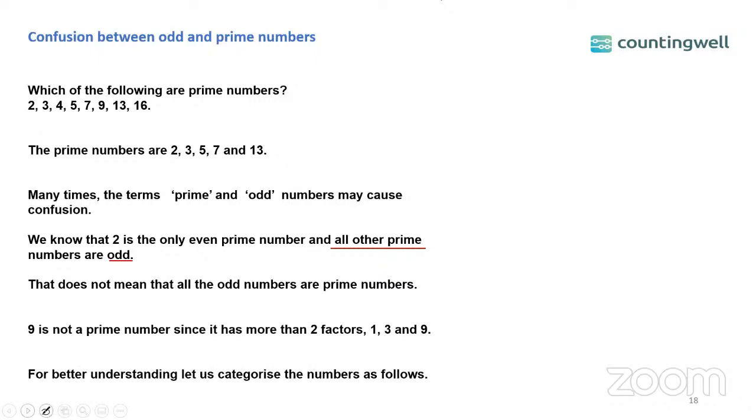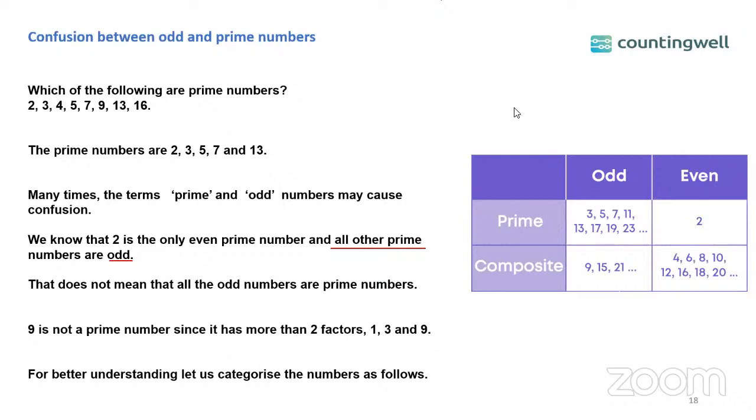For better understanding, let us categorize the numbers as follows. Here we can see numbers can be odd, even, prime or composite. 2 is the only even prime number. The numbers which are prime and odd are 3, 5, 7, 11, 13, 17, 19, 23 and so on. The odd composite numbers, the examples are 9, 15, 21 and so on. The numbers which are composite and even are 4, 6, 8, 10, 12, 16, 18, 20, etc.